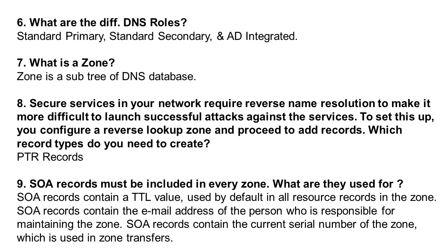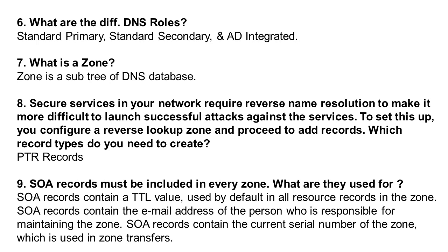Secure services in your network require reverse name resolution to make it more difficult to launch successful attacks against the services. To set this up, you configure a reverse lookup zone and proceed to add records. Which record types do you need to create? PTR records. SOA records must be included in every zone. What are they used for?